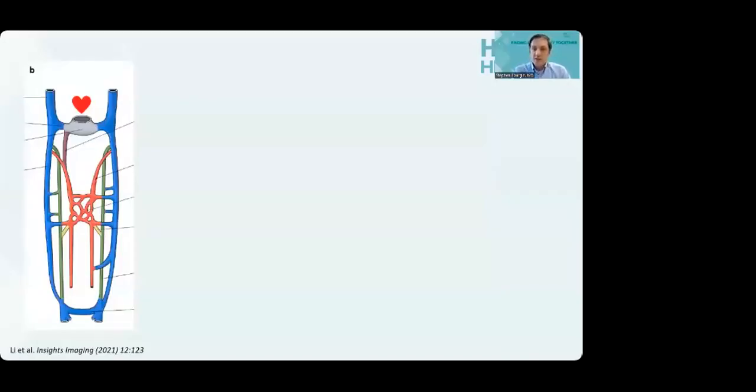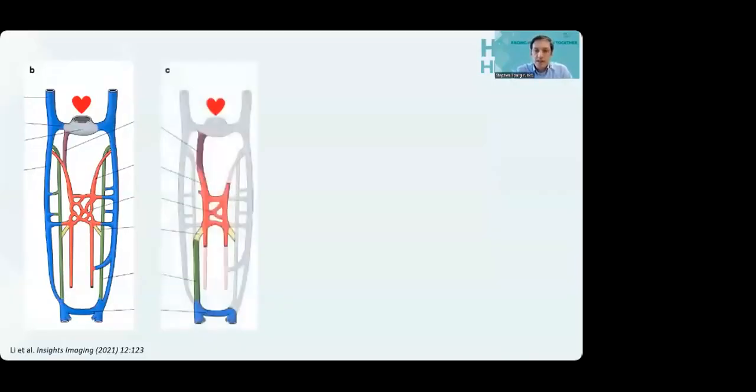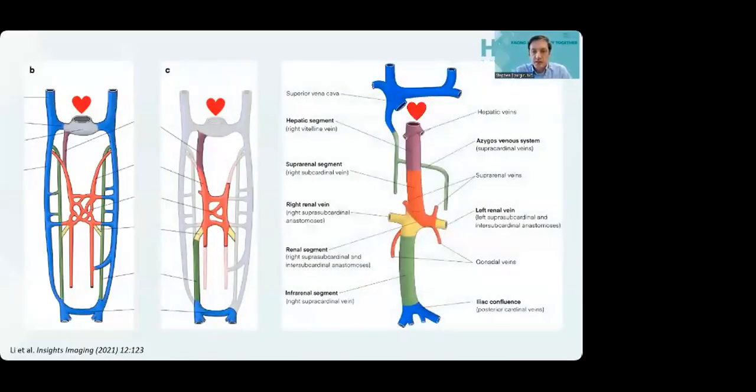On the left, you see the primitive venous vasculature in the developing embryo. As development progresses, the complex and coordinated regression of some of these veins occurs, leading to the mature venous system you see here on the right. Looking back, we see a difference on the left and the right sides of these veins at the level of the liver.